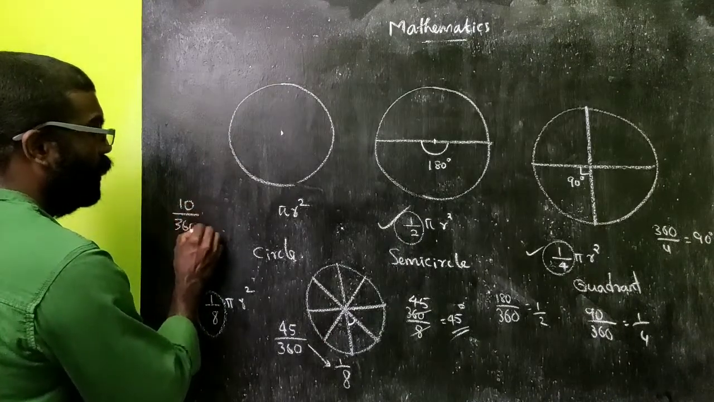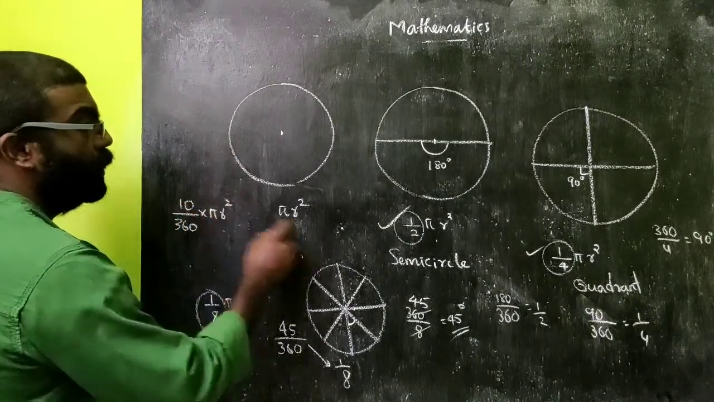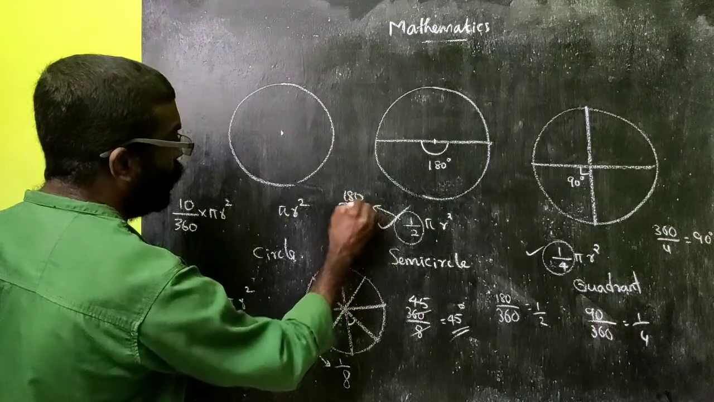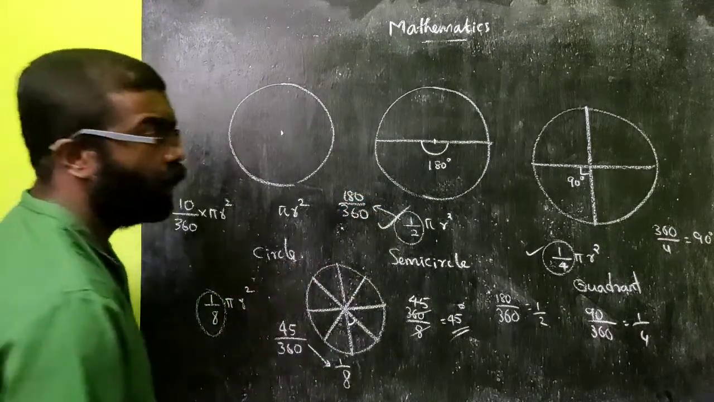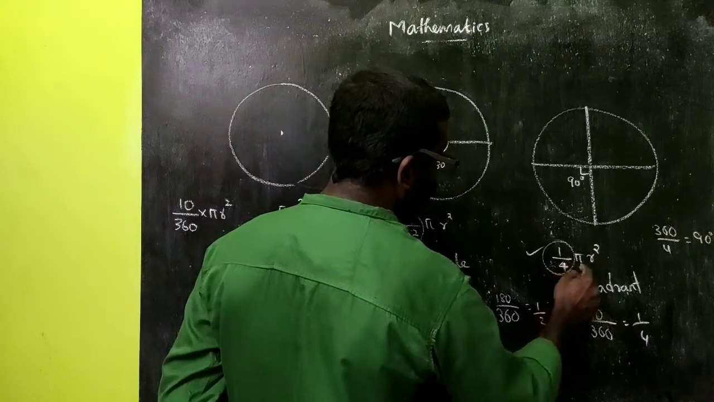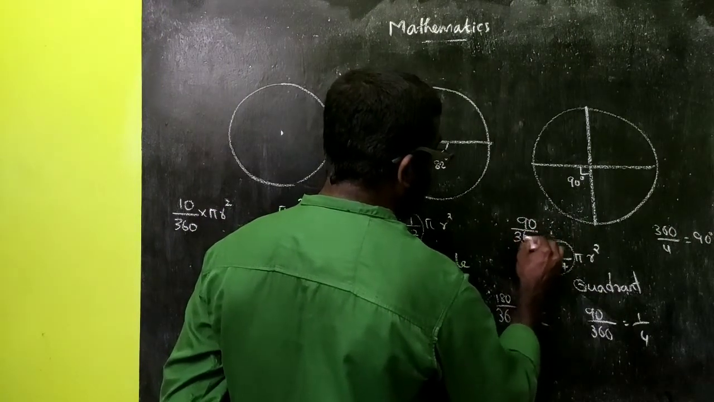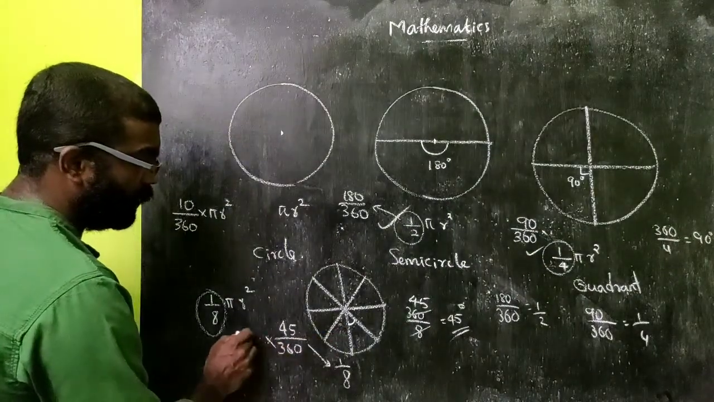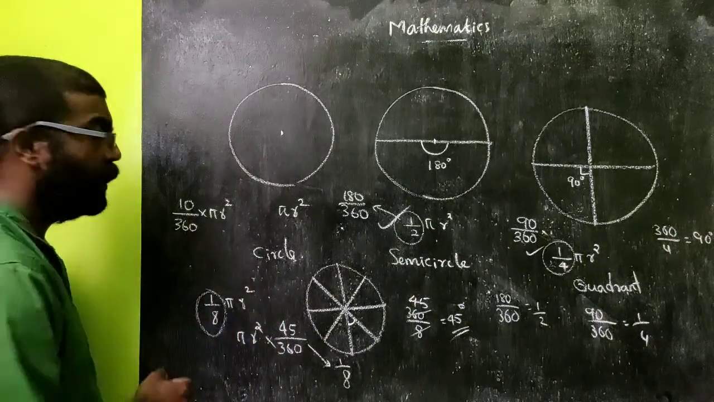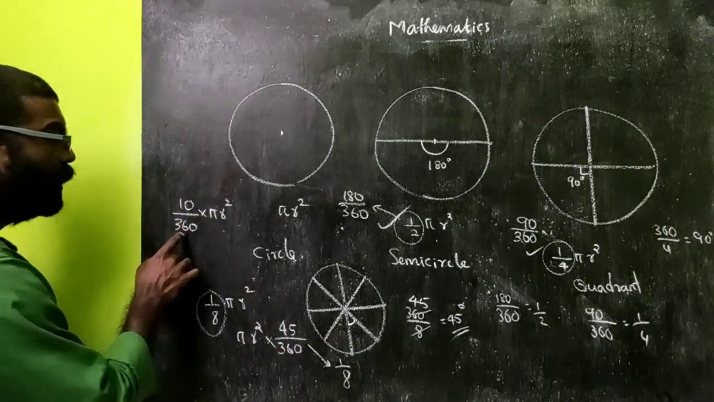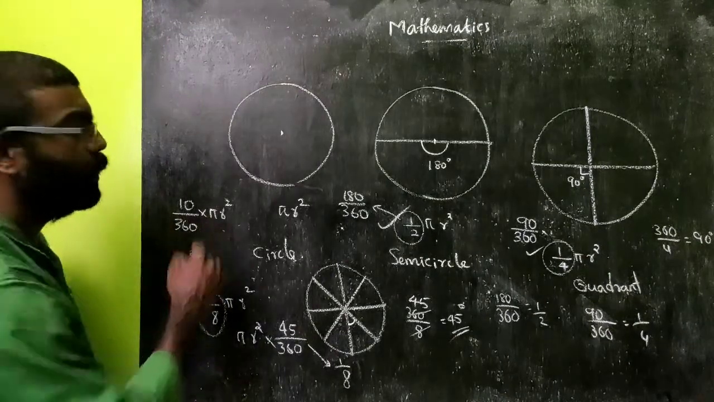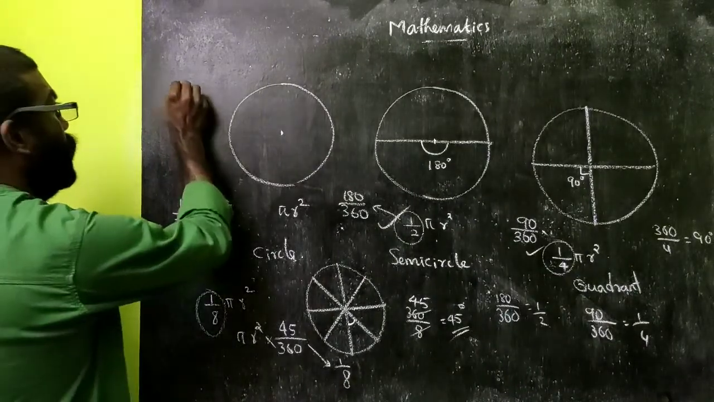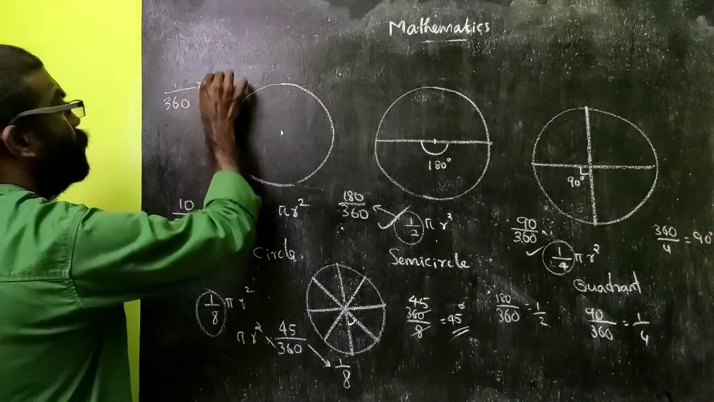And if the central angle is 10 degrees, then we can write the area as 10 by 360 into pi r square. Here the central angle is 180 degrees, so 1 by 2, which means 180 by 360 into pi r square. Here the central angle is 90 degrees, so 90 by 360 into pi r square. Here the central angle is 45 degrees, so 45 by 360 into pi r square. Similarly, if the central angle is 10 degrees, the area of the sector is 10 by 360 into pi r square. And what if the central angle is 1 degree? It will be 1 by 360 into pi r square.